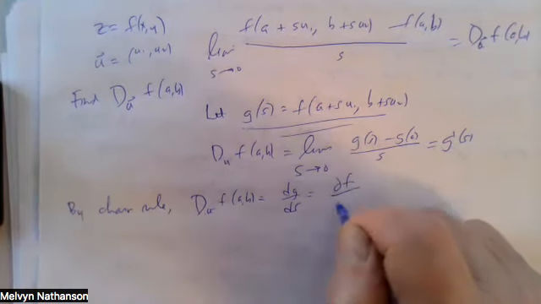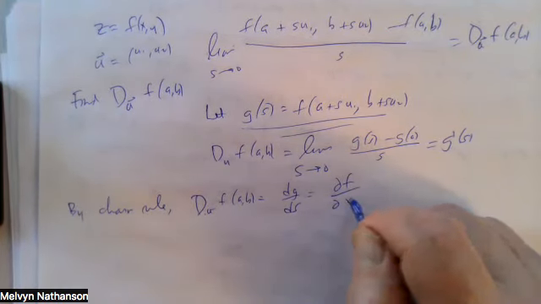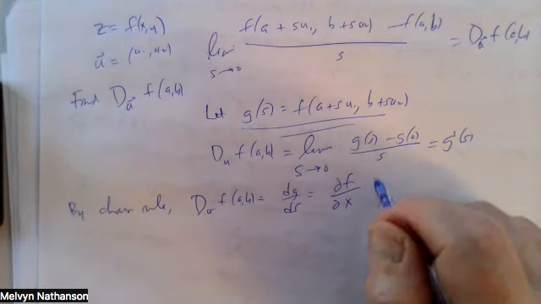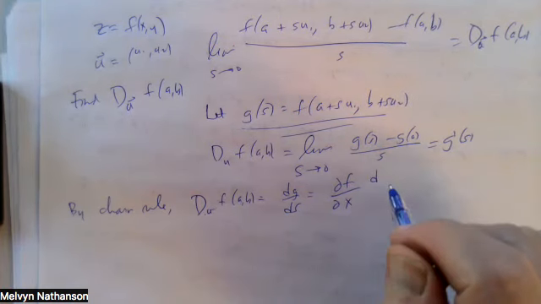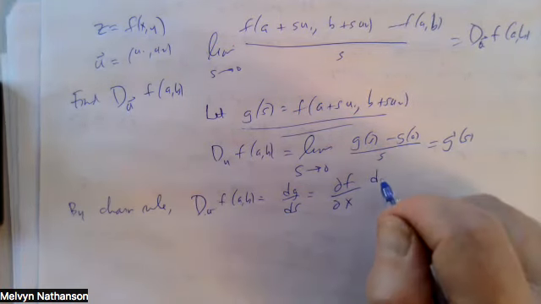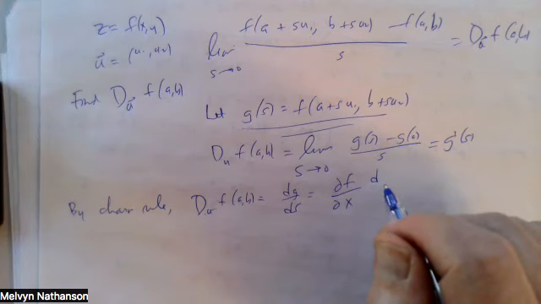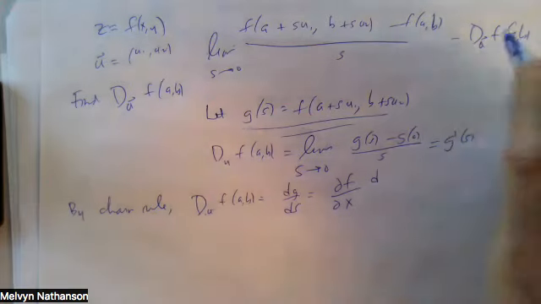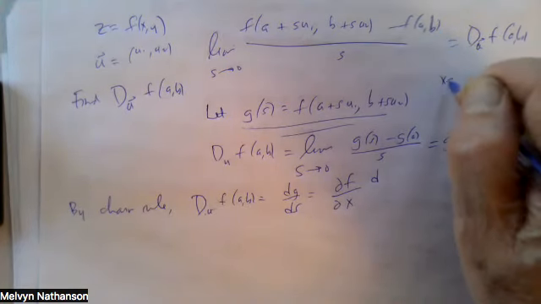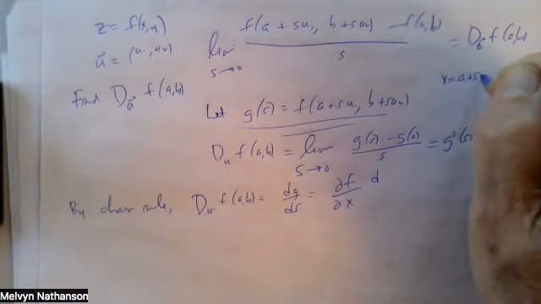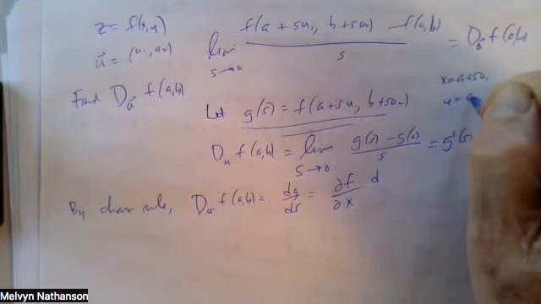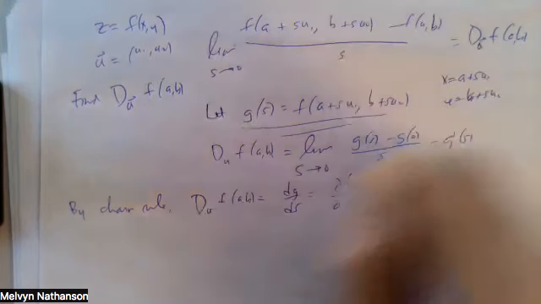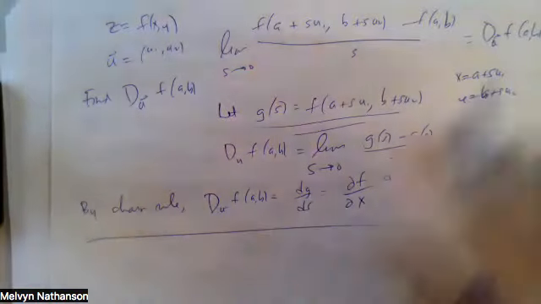That's the partial of f with respect to x times the derivative of x, so we're letting x equal a plus su1 and y equal b plus su2. Right. Let me just again start this from the beginning.